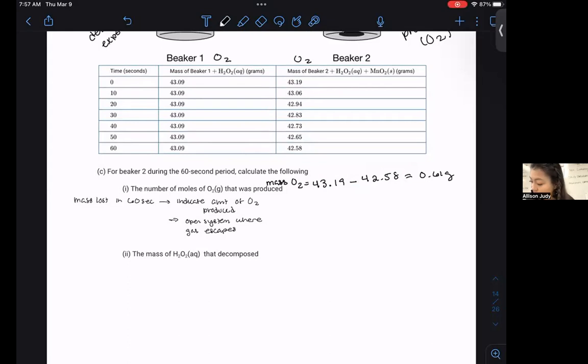And then I'm asked for this value in moles. So I do 0.61 grams of O2 times, for every mole of O2, molar mass, I have 32 grams, giving me a mole value of 0.019 mole of O2 produced based off of the loss of mass, right? O2 gas.